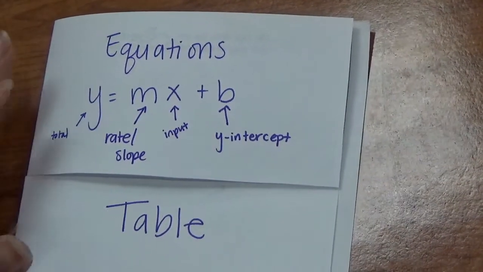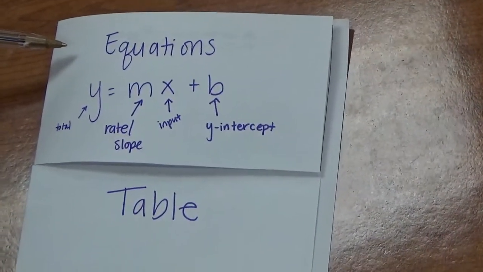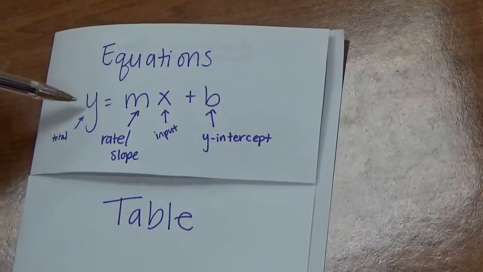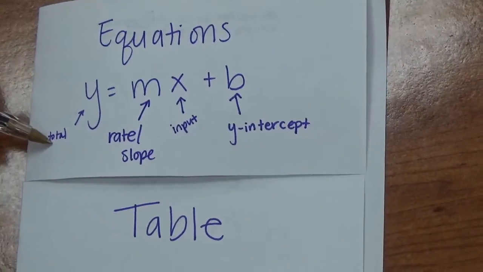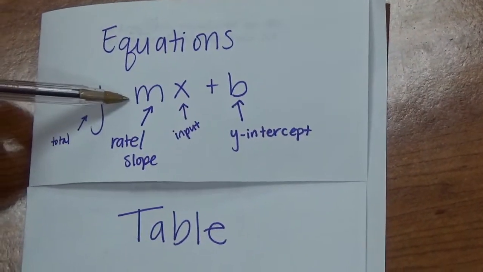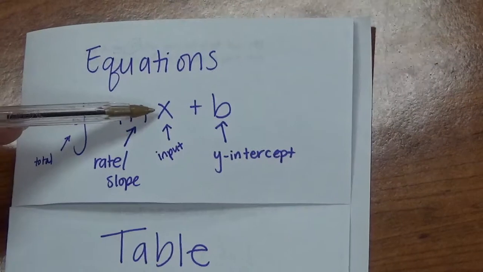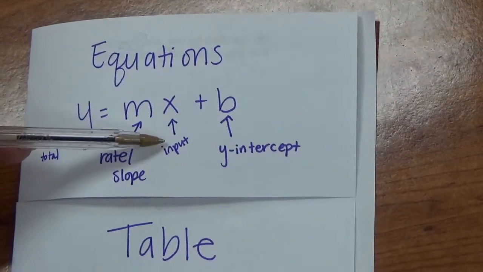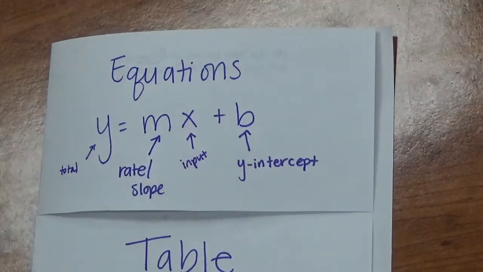Okay, go ahead and fold your paper and label it equations, table, and then graph. Today we're working on slope, reviewing slope representing linear equations. Once you've done that, you can go ahead and write your equation. Y, which is our total, equals m, which we all know is rate or slope, same thing, x, which is our input, plus b, our y-intercept. Or start value.